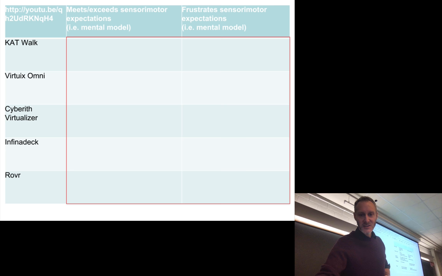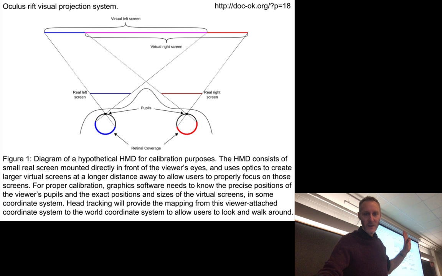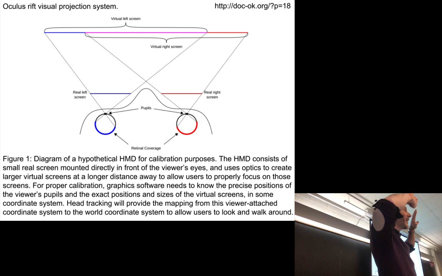Okay, let's move on. Let's talk now about the goggles themselves. Again, this has more or less been solved, but it's kind of an interesting HCI problem as well. We need to, again, think about physical context and physiology of the visual system. So here's a diagram of a hypothetical head-mounted display, for calibrating a head-mounted display. Most goggles have a left screen and a right screen, but because, again, physical context, we're wearing the goggles, those screens are very, very close to the eyes. So we've got two very small real screens mounted directly in front of the viewer's eyes, and we need to use optics to create larger virtual screens at a further distance away.